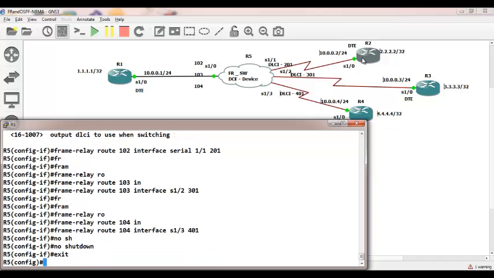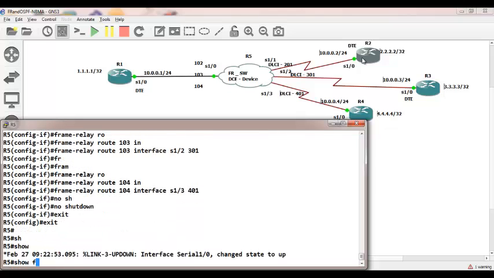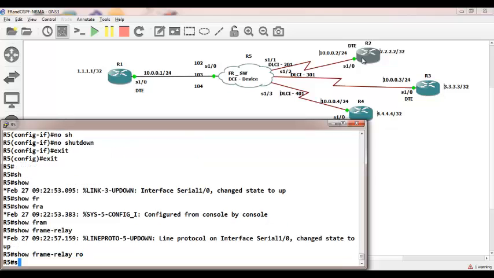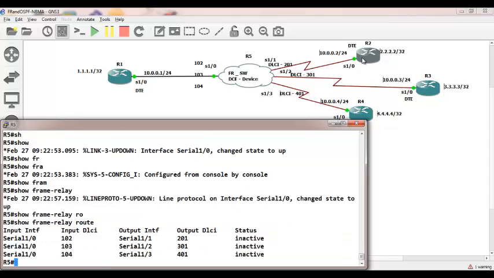Now if you check show frame relay route, you can see the routes but with inactive status. You know why it is inactive? We have just written from one direction, from hub to spokes. From spokes to hub we have not written so far. So we need to go to the spokes.